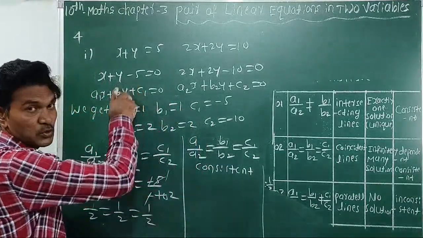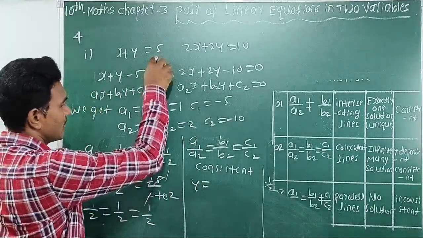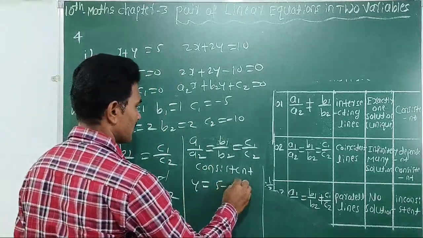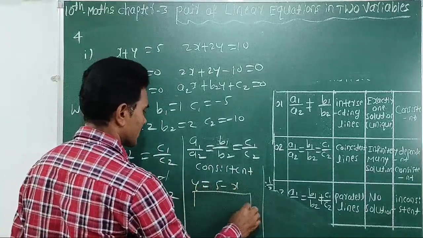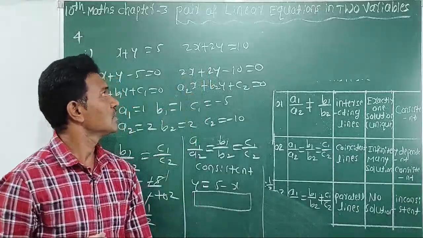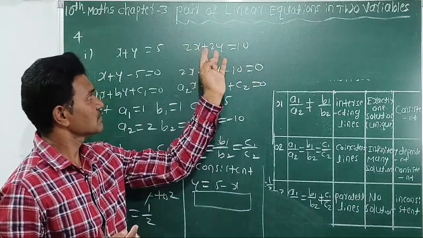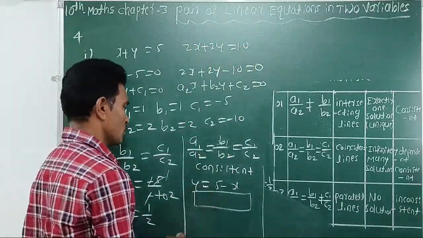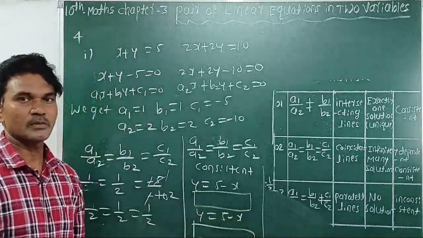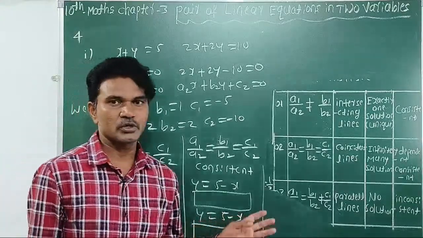I will write this equation in terms of y, that is y is equal to, here already pi is there, send plus x to the RHS, it becomes minus x. Construct a table for this equation and write one more equation. Just divide this whole equation by 2, you get x plus y is equal to 5. Same equation, same table will occur here. After constructing the table, you have to draw a graph.